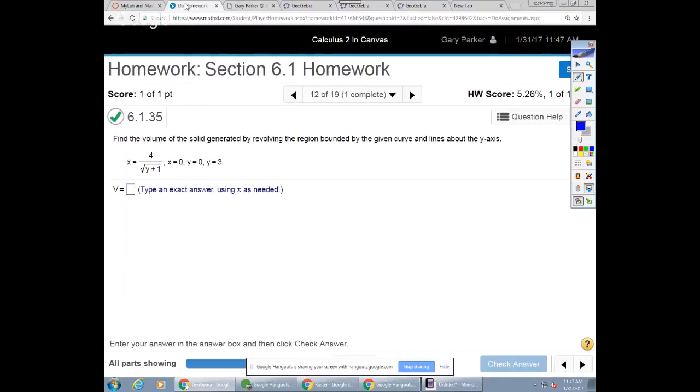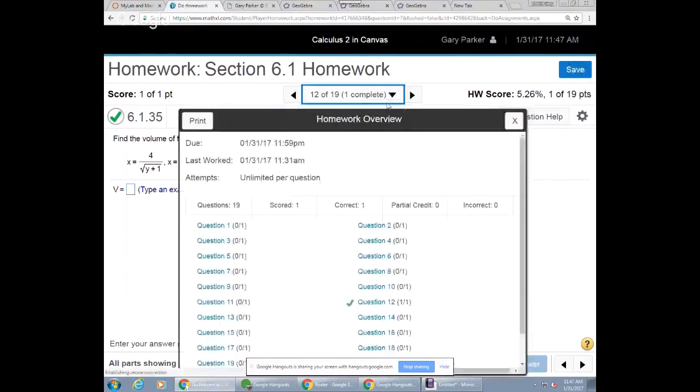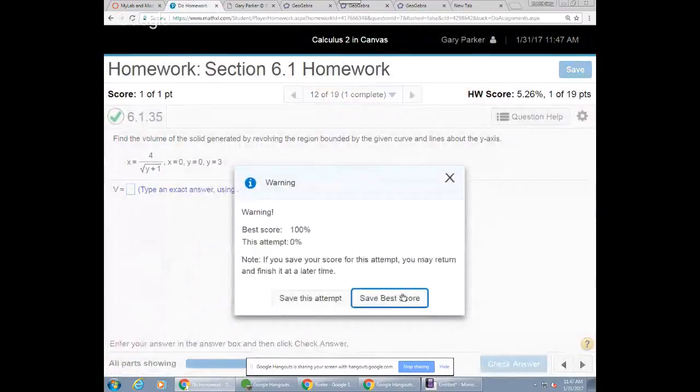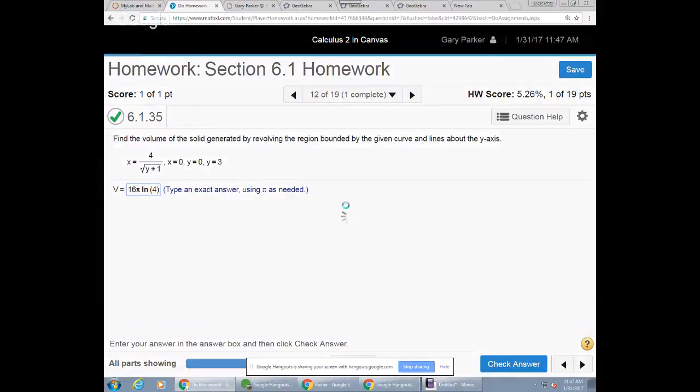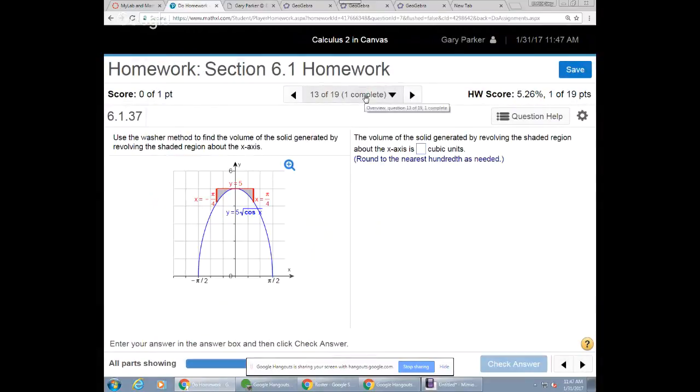Where's the homework? Laundry, is that what you said? That is a good point. I get tired when I have laundry piling up. Oh, I guess I should type the answer in. So you're saying I should just quit here and not have any more fun? 16 pi natural log of 4. Nice work. Oh, I wanted that to say fantastic. Oh, well.